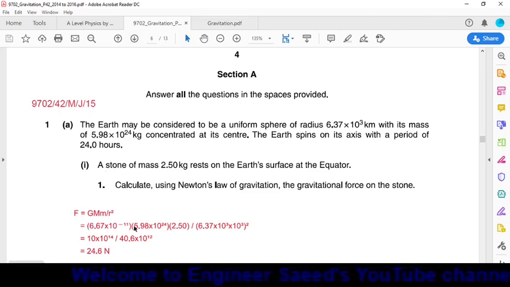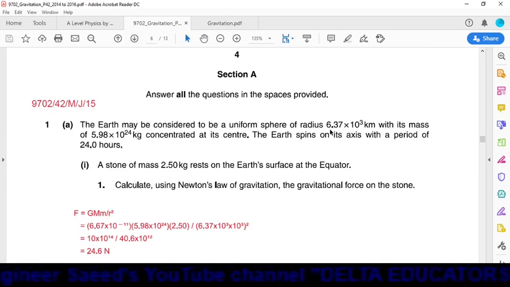Okay, we have to substitute the values. This capital G, the universal gravitational constant, is equal to 6.67 into 10 power negative 11. This mass of Earth, capital M, is given as 5.98 into 10 power 24. This small m, the mass of the stone, is 2.5 kg, divided by r square. R is the separation, the distance between the stone and the Earth.